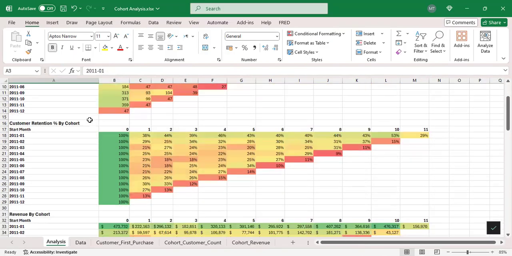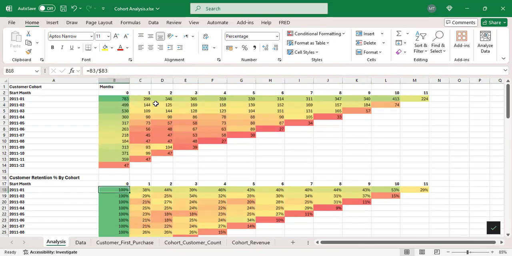And if we want to calculate the customer retention, then we can simply divide the value by the customers that we had at the start of the month by each cohort.